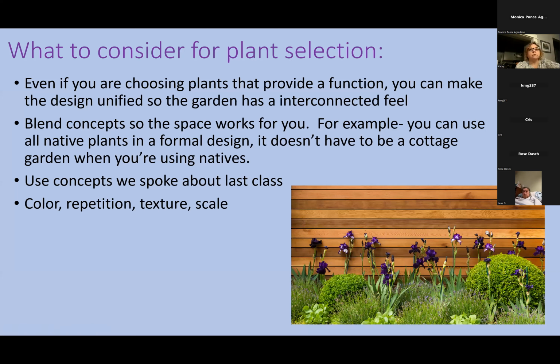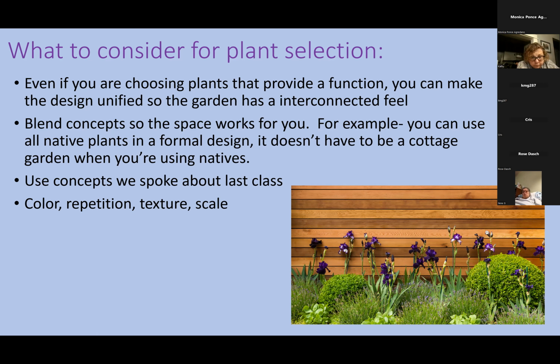Okay, so when you're choosing plants, something to think about: let's say you decide you want to do a native garden, or use all native plants. You don't have to have a meadow-type garden, or the free-flowing, open, natural-looking fields. You can implement native plants into a formal design so that you still get that unified, organized, more formal look, but with native plants.